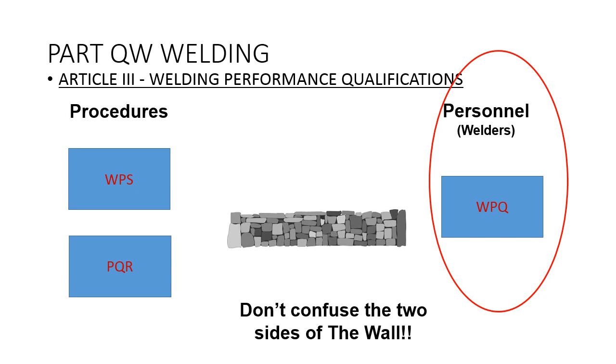So what happens over with procedures and procedure qualification records does not affect personnel, welder qualifications. So once again, don't confuse the two sides of the wall. Don't do it. There's 2 separate sides. When you're working with one, stay on that side of the wall.